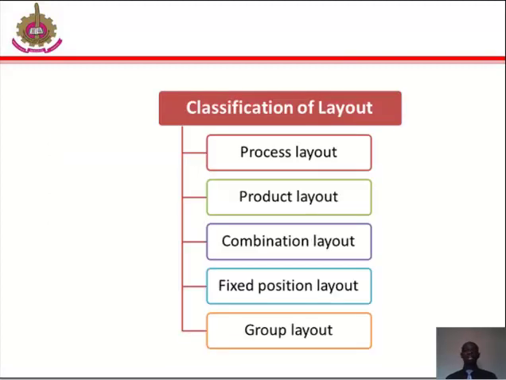Now, let's talk about classification of layout. Layout can be classified into the following five categories, which are process layout, product layout, combination layout, fixed position layout, and group layout.